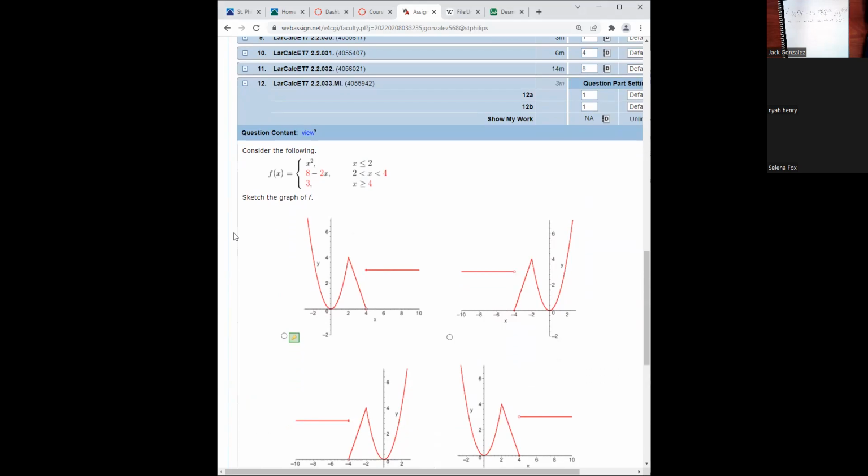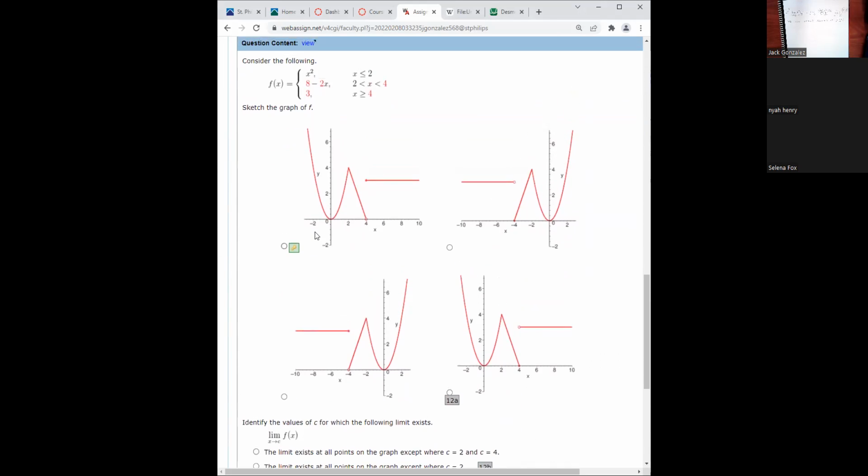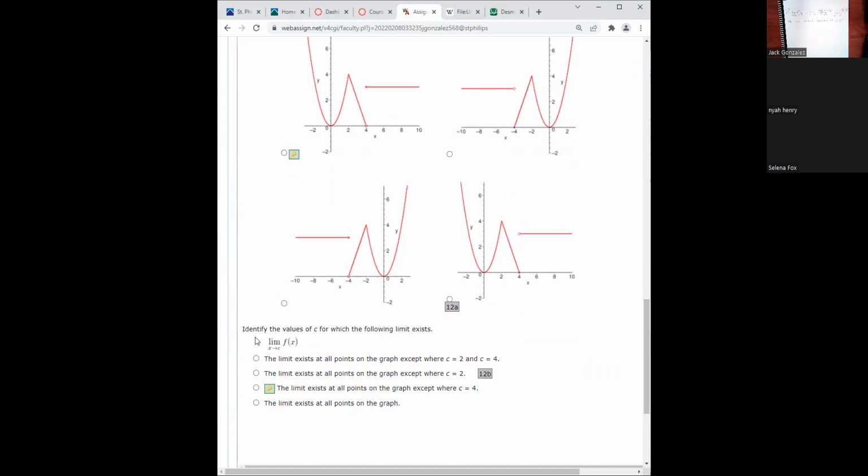Consider the following. Sketch the graph. Identify values of C for which the following limit exists. Find the limit of all points on the graph except where C is equal to 2.